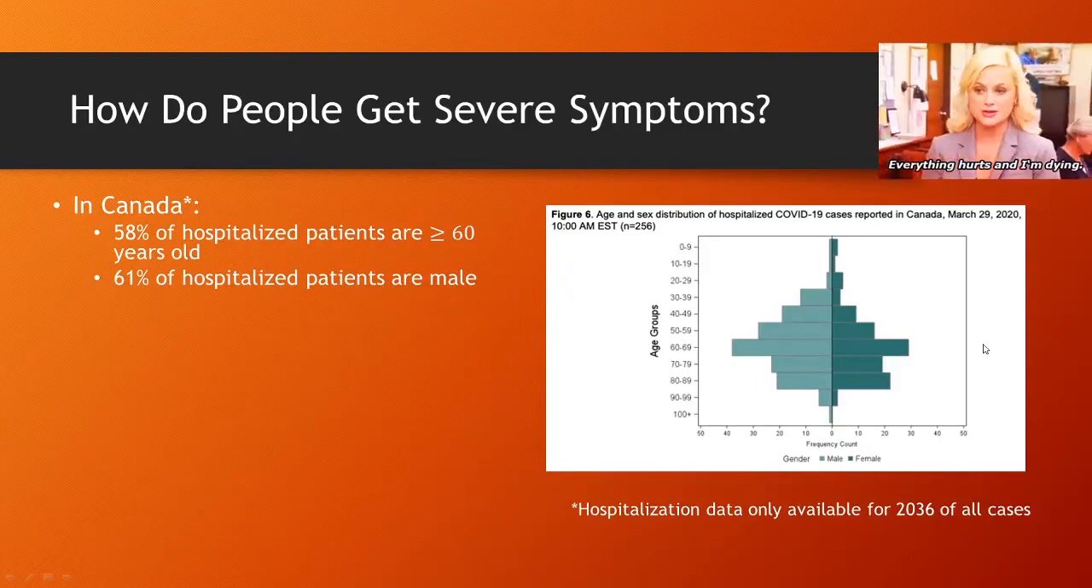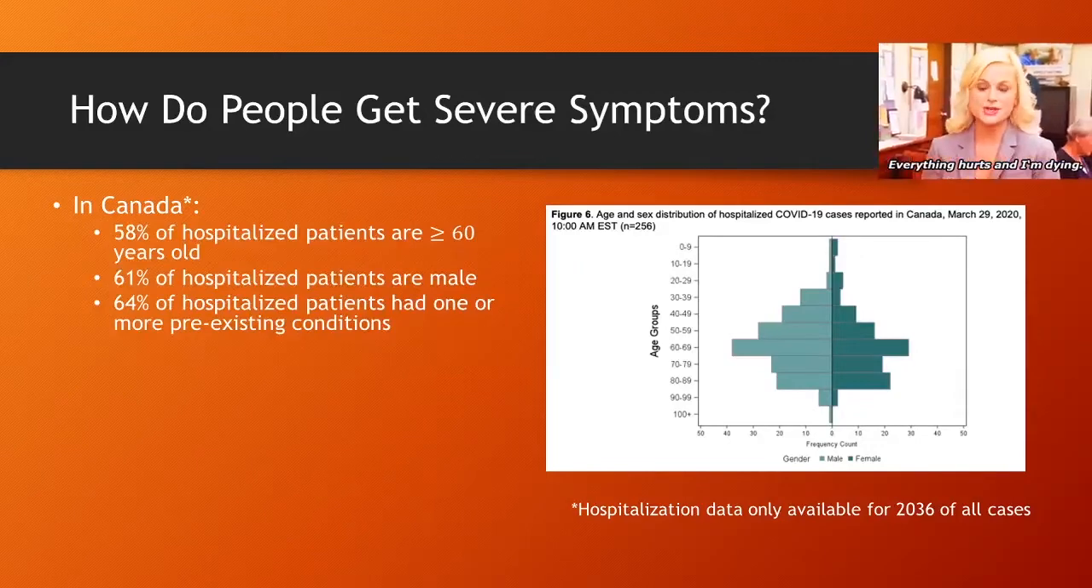61% of hospitalized patients are males, I mentioned that. 64% of hospitalized patients had one or more pre-existing conditions. So that's important to note, a lot of them did have pre-existing conditions, but 36% didn't have any pre-existing conditions and still needed to be hospitalized, which is still pretty big. So there's obviously still a lot that we don't know about what leads to the severe cases.